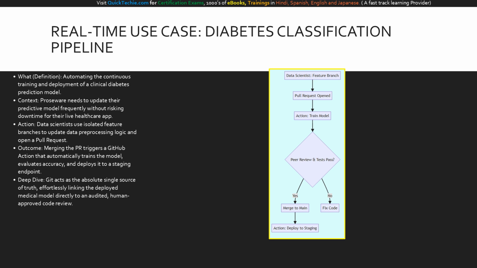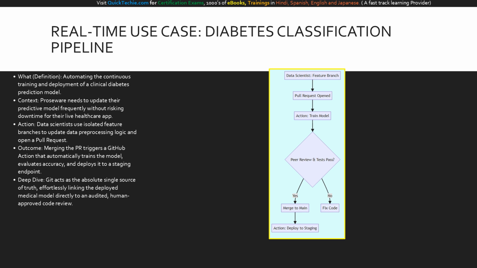Prozware, a healthcare startup, maintains a critical diabetes classification model. They need to update this model frequently as new data arrives, but they cannot risk breaking the live application. Using what we've learned, they implement a strict Git workflow. When a data scientist updates the pre-processing logic, they do it on an isolated feature branch.